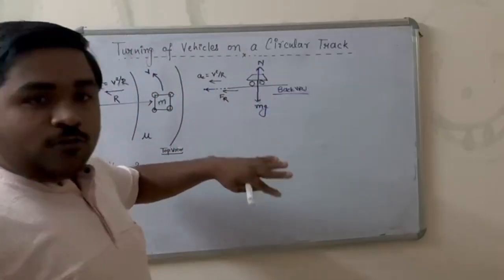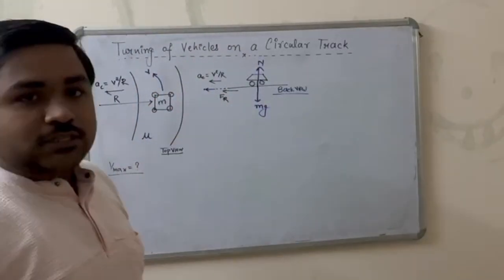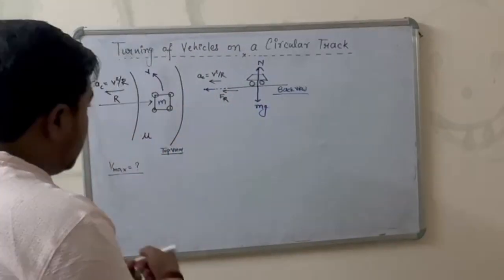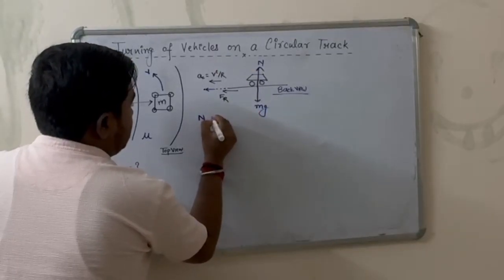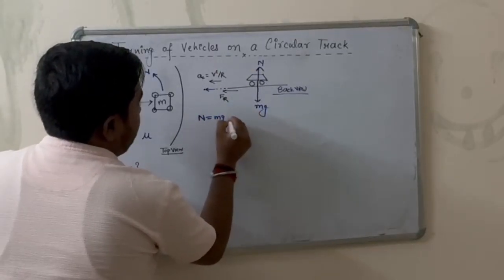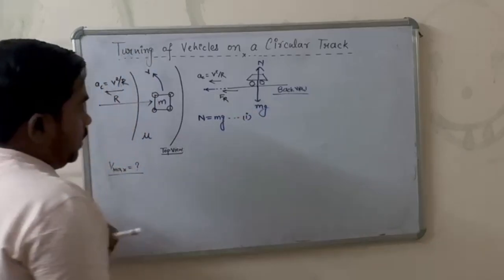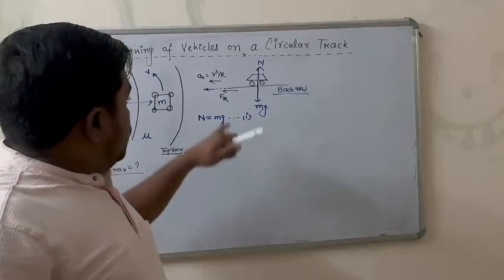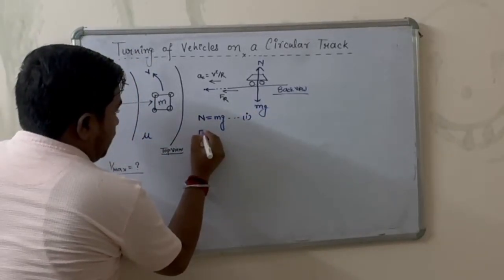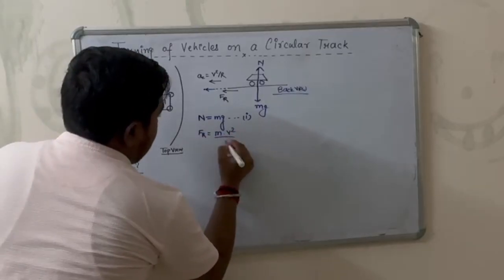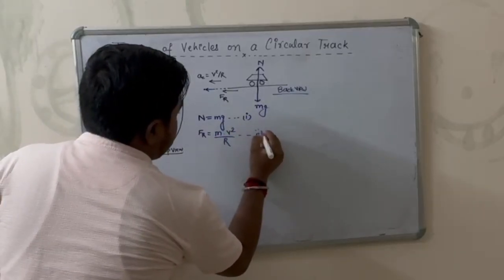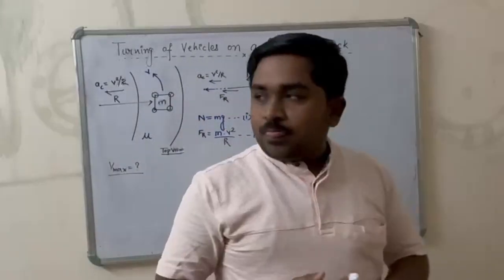Now let us do the force analysis in both the directions and derive some equations. If I do the analysis in the vertical direction, this N will balance the mg. This will be my first equation. Along the center, if I write the force equation, this Fr will be equal to mass of the car into its centripetal acceleration. This is basic Newton's second law.